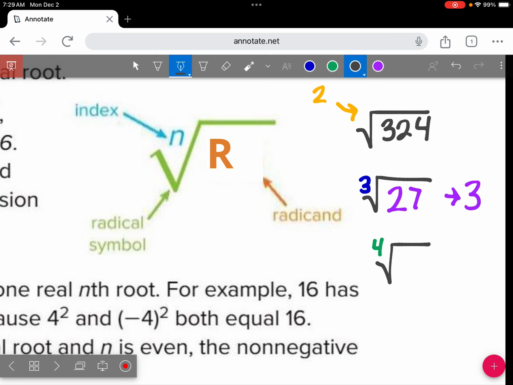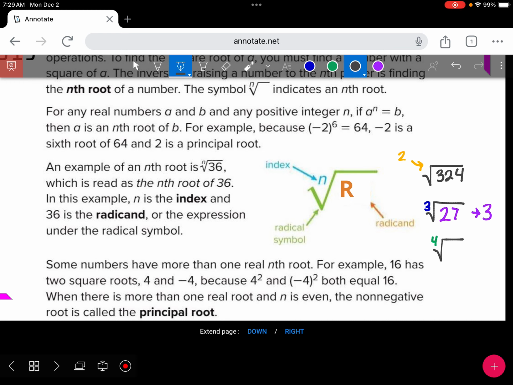The index tells us what we're looking for, and that is our groups of. When we're looking at square roots, we're looking for those perfect squares, those pairs of things. If I had a square root of x squared, that would just be x, because I'd have a pair. In a cube root, we're looking for groups of 3. If we're looking for a 4th root, we're looking for groups of 4. So our index tells us what number of groups we're looking for.